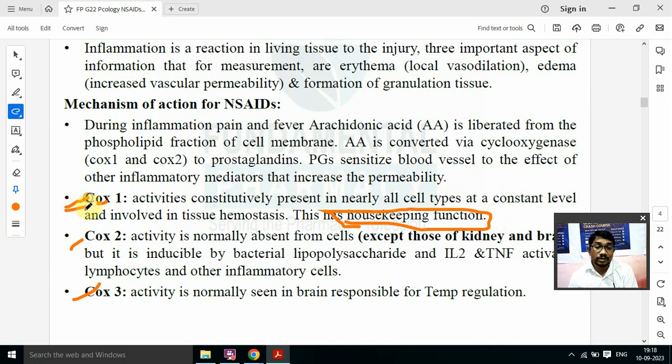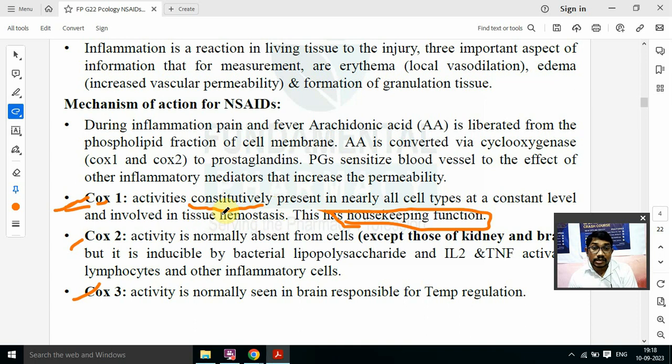COX1 causes, whenever there is injury, there is the release of arachidonic acid that is converted into prostaglandin, inflammation, pain will be there, and there is a tissue repair. Okay, that is done by COX1. COX1 is a constitutive enzyme. क्या होता है? constitutive. यहाँ पे constitutive लिखा है मैंने, ये इसका सेंटेंस की वजह से.